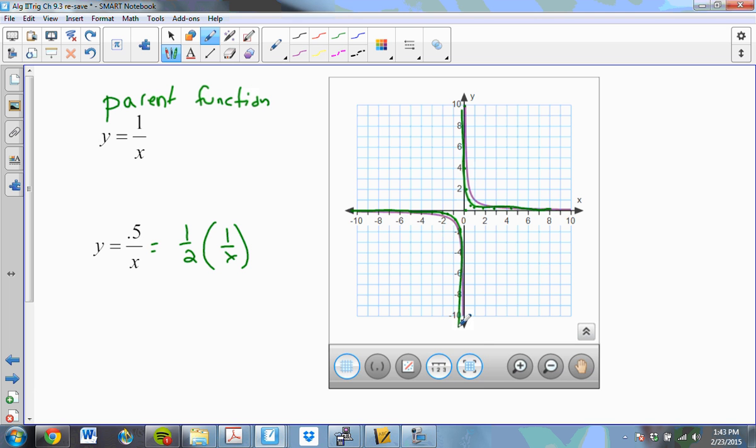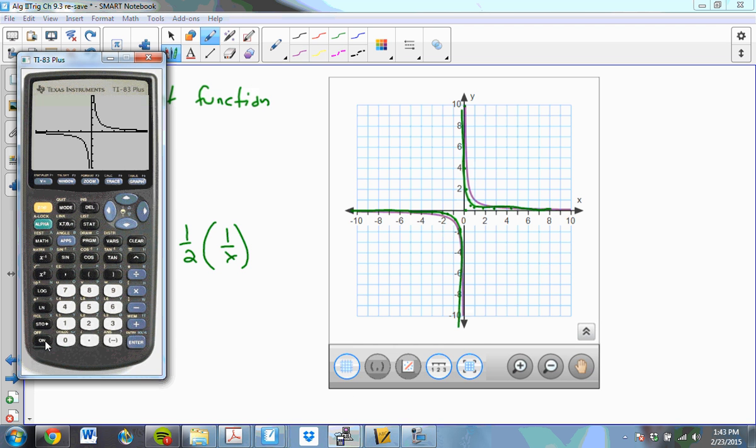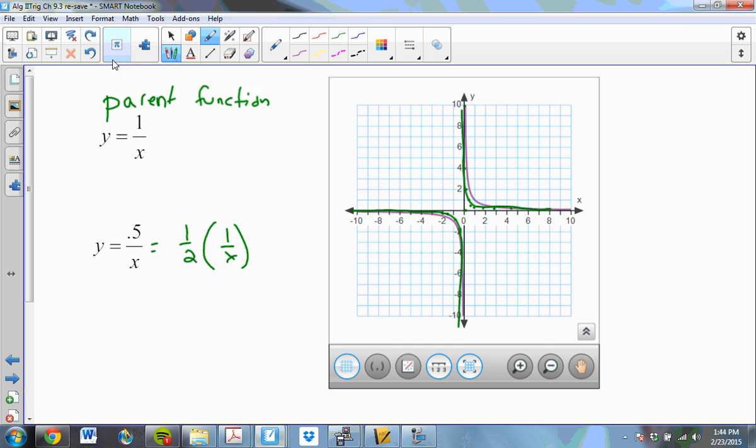I'm not graphing it by hand super well right now, but if I keep this one here that I have, but add 0.5 divided by x, you can see it's just steeper and closer. If I compare tables, all the table values here are just half of the values here, because it's half of 1 over x. So the parent function here was dilated. This right here is our dilation by a factor of 1/2.